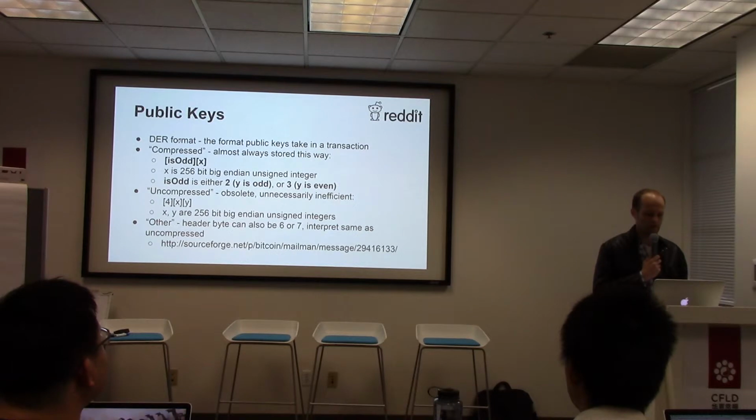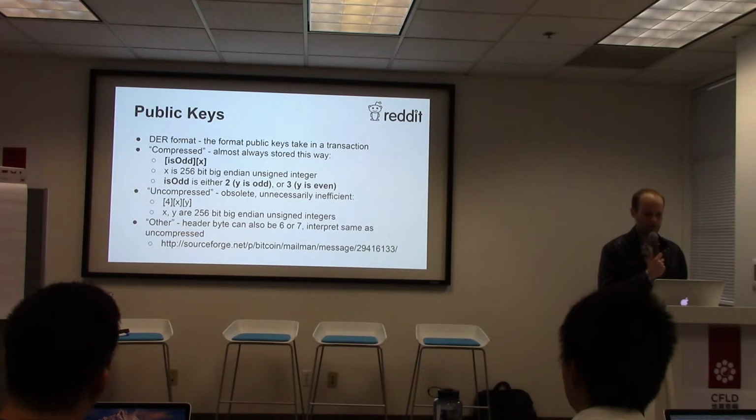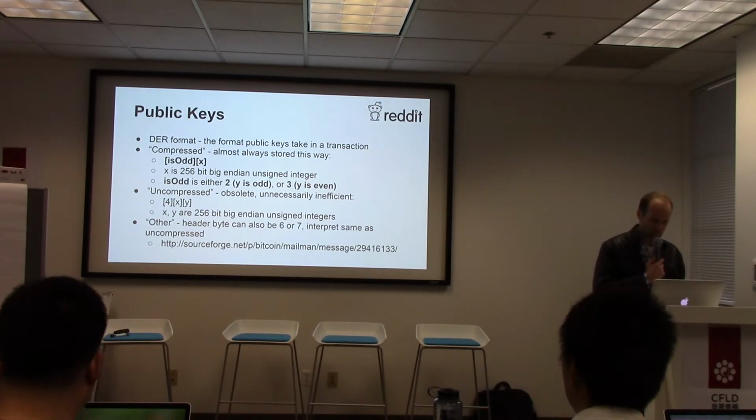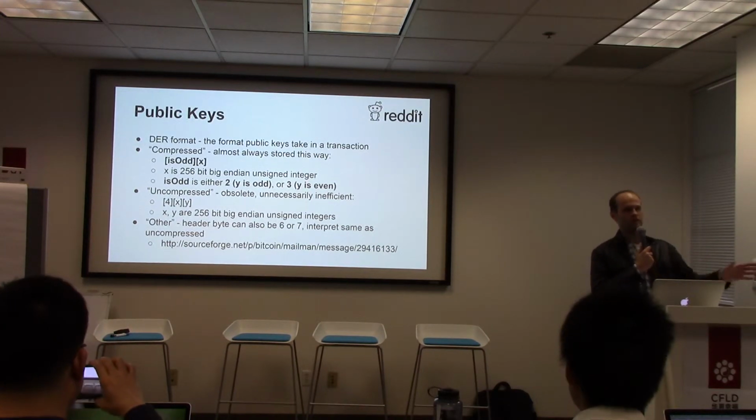Normally you see a public key in the compressed format, which is where the Y value is not represented in the public key, rather whether it is odd or not is represented. Because you can derive the Y value from the X value if you know if Y is odd. So you write down just one byte that represents whether Y is odd or not, and then the X value, which is 32 bytes. That's how we do it these days.